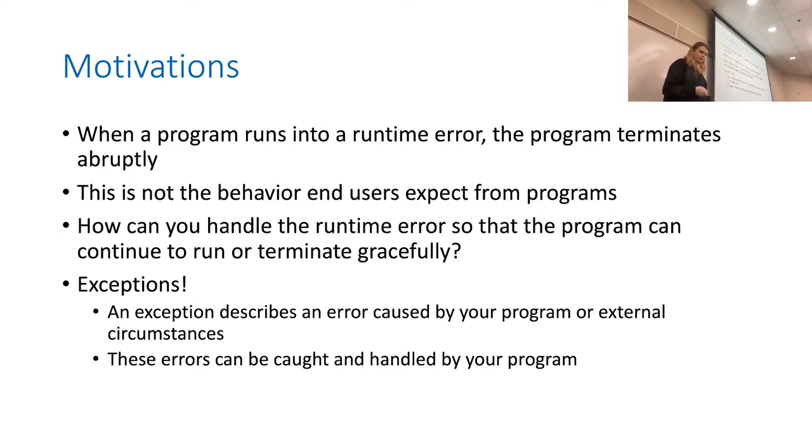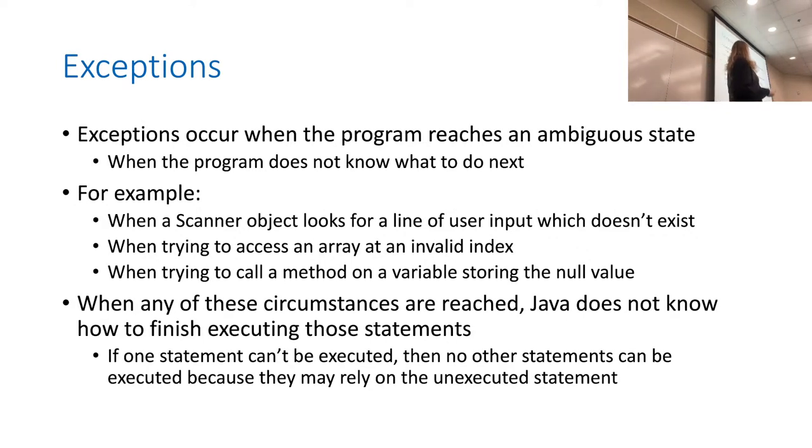Exceptions occur when the program reaches an ambiguous state, so when the program does not know what to do next. For example, when a Scanner object looks for a line of user input which is not actually there, when trying to access an array at an invalid index, or when trying to call a method on a null value. All of these things are you telling the computer to do something, and the computer cannot, right? Read the next line. Well, there's no line to read. I don't know what to do, right? Go to this array at index 10. Well, the array ends at index 5. There is no index 10. What do you want me to do, right? These are situations where the computer really does not know what the next step ought to be.